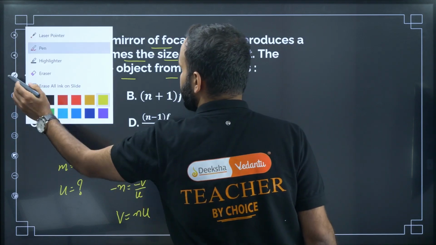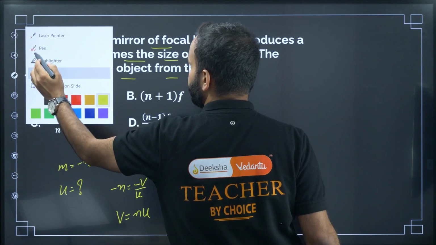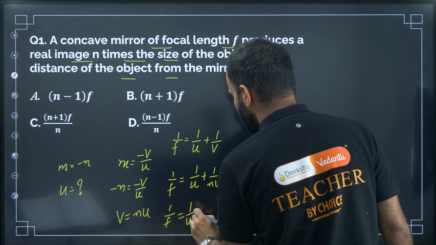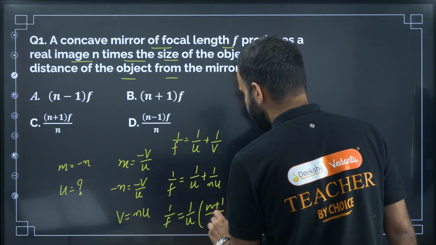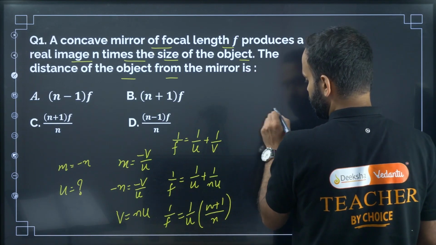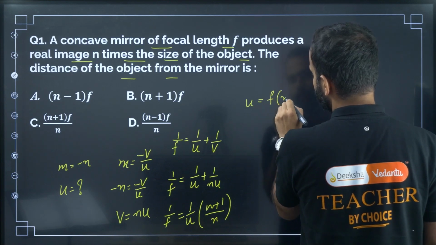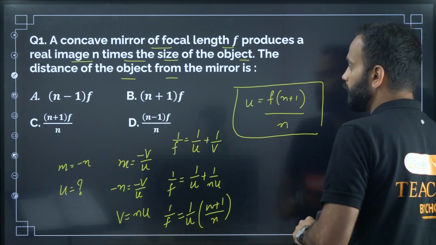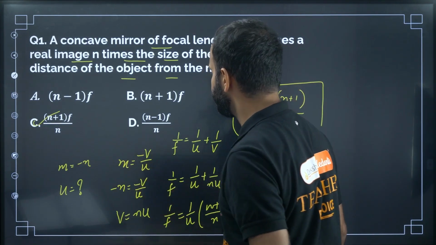Take 1 by u as common, so 1 by f equal to 1 by u into 1 plus 1 by n, that is n plus 1 divided by n. We need to find the value of u, so u is equal to f into n plus 1 divided by n. This is the distance of the object from the mirror. So the correct option is C.